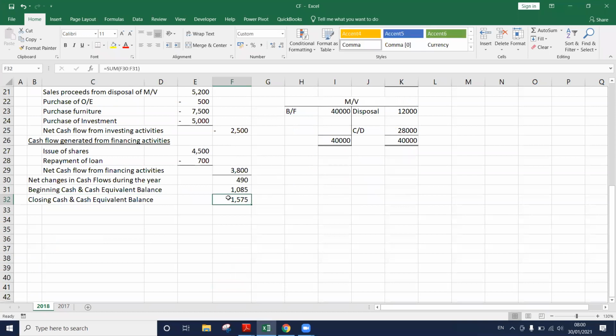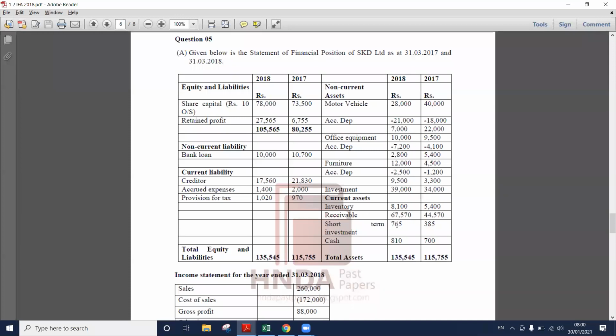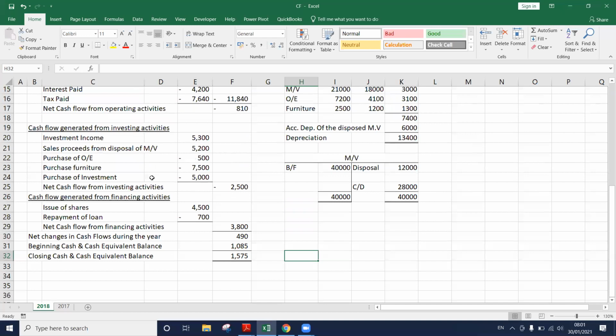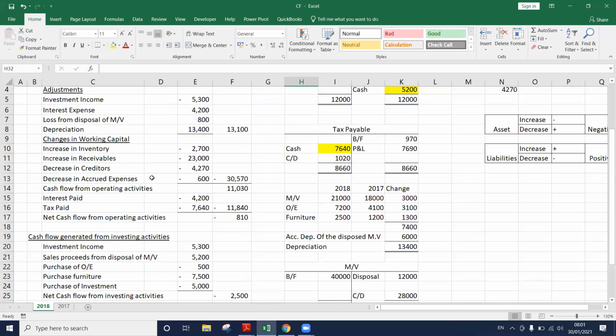How can we cross check this final answer? I see, right? The closing balance, we have cash worth 810, short-term investment worth 765. 810 plus 765, 1,575. Right? It means we have done most of the things correctly. එතකොට අපි මෙතන අඩු කරන එකතු කරන ඒවා පටල ගත්තොත් අපිට මේ answer එක එන්නේ නැහැ. Therefore we can cross check our final answer whether we have done the things correctly. Right? So that is the 2018 one.